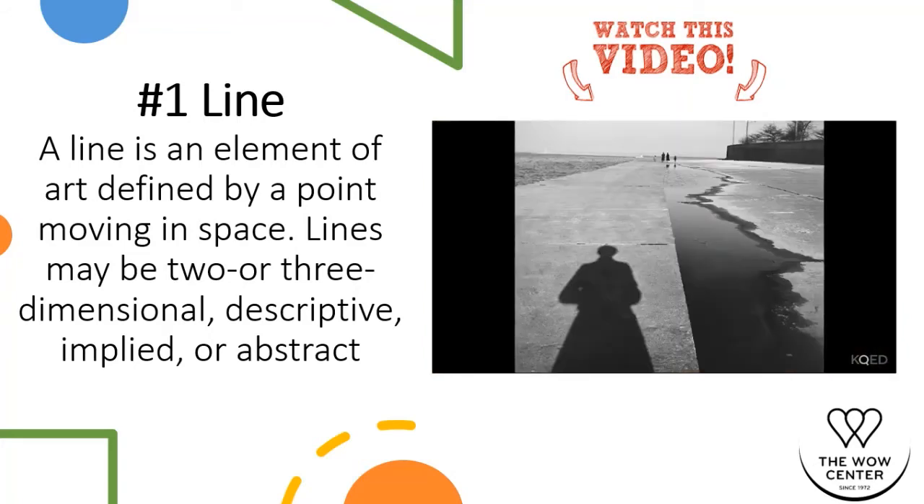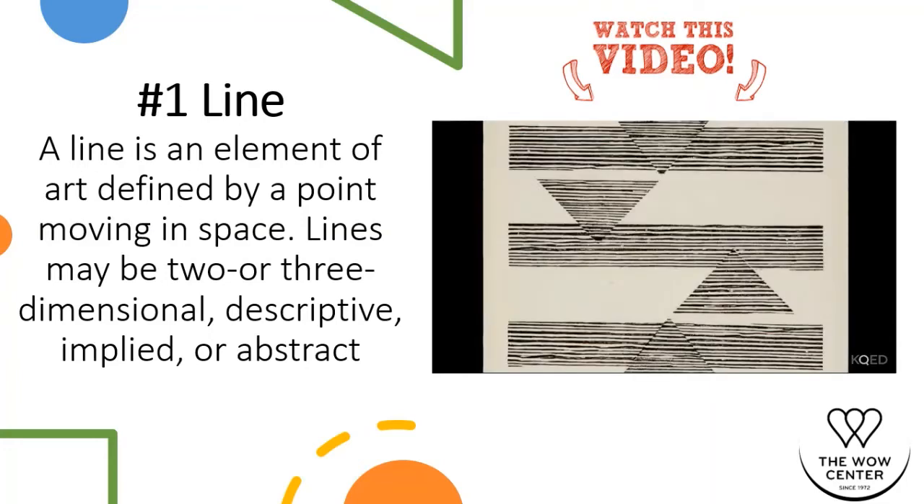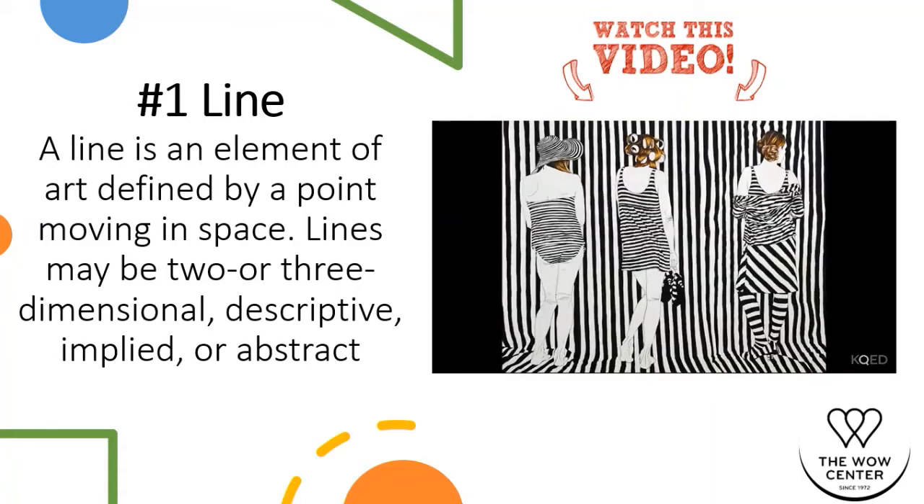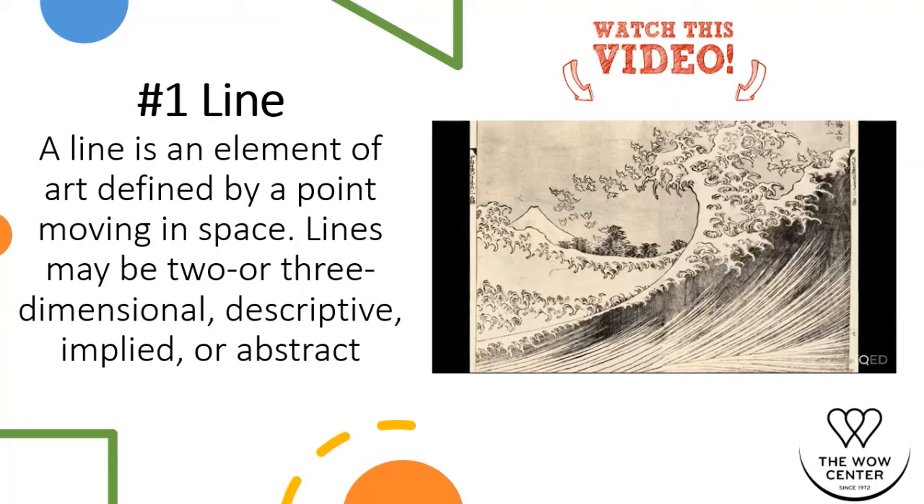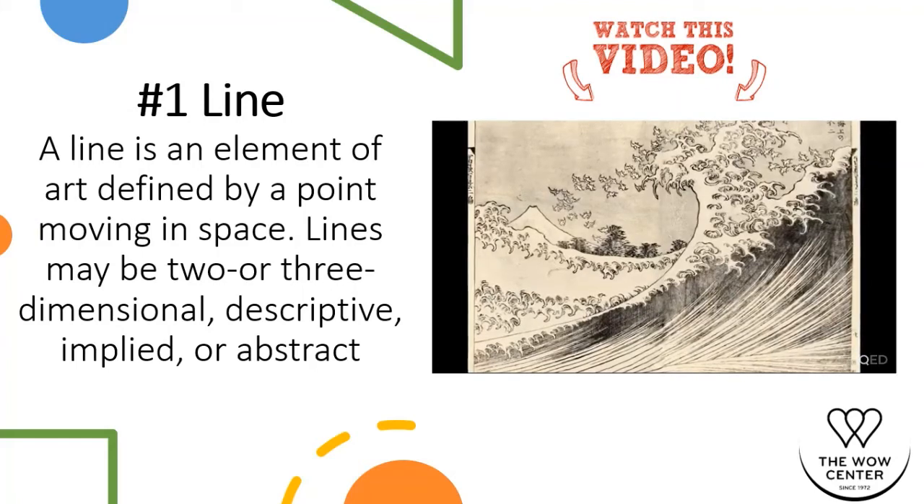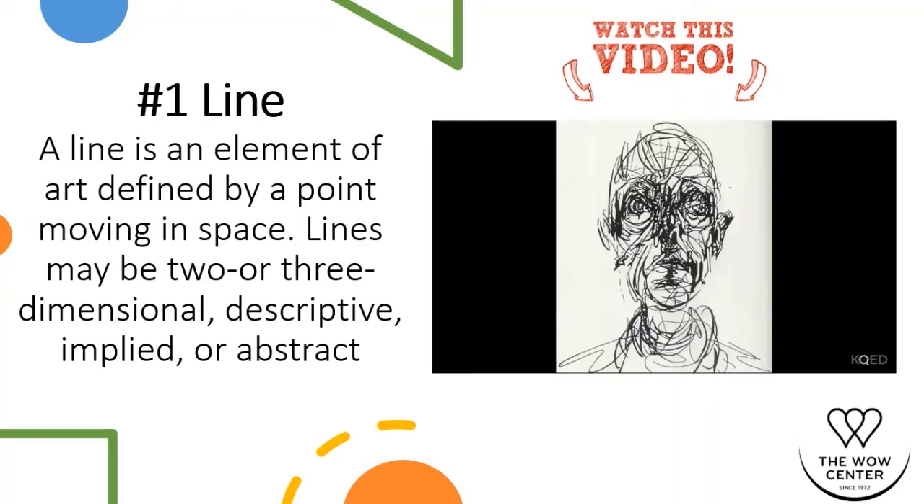Lines are also made by photographers and filmmakers when they choose how to angle their cameras and how to compose their shots. Lines can be horizontal, vertical, or diagonal, straight, curved, or free form. They can be thick or thin, light or dark. Sometimes one line can be all of those things.